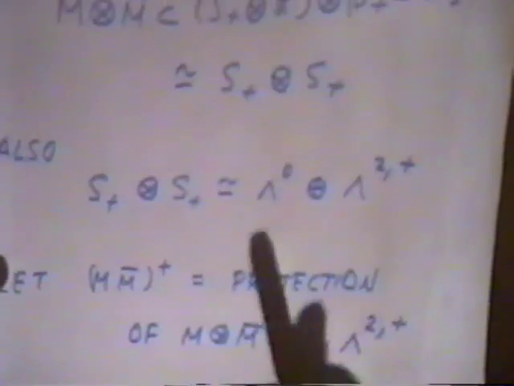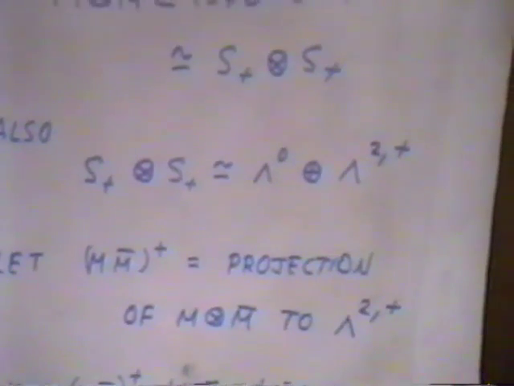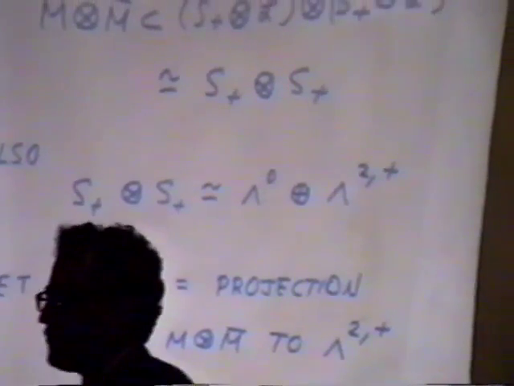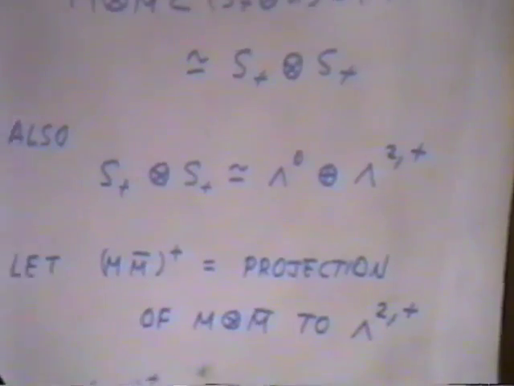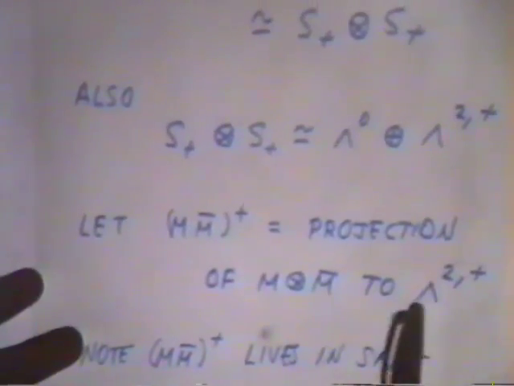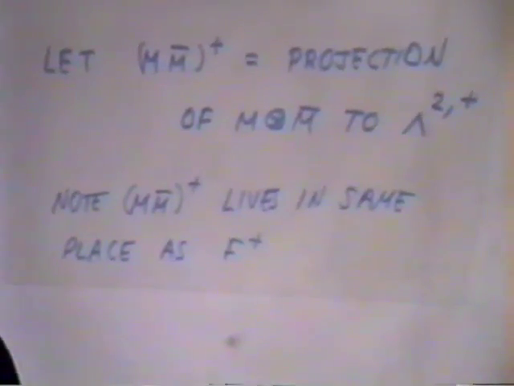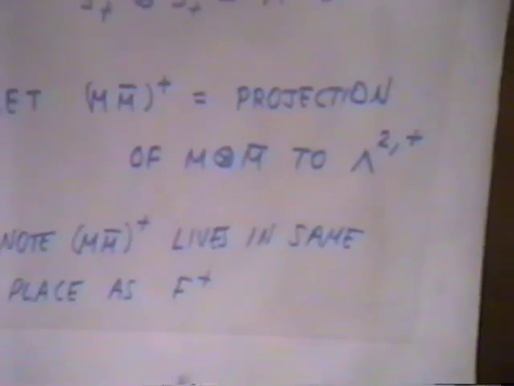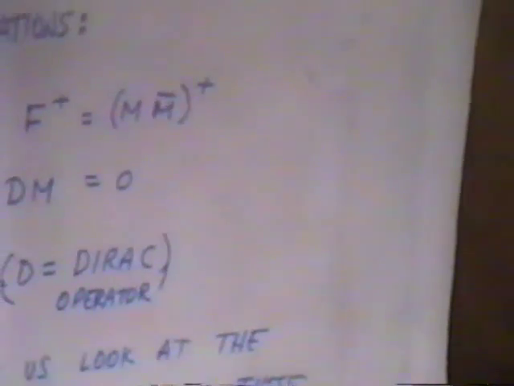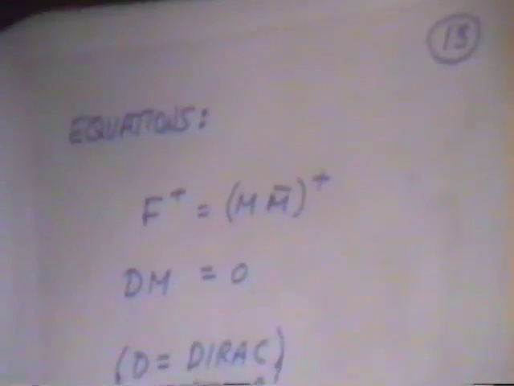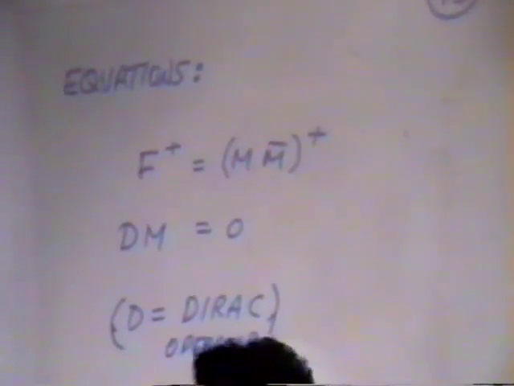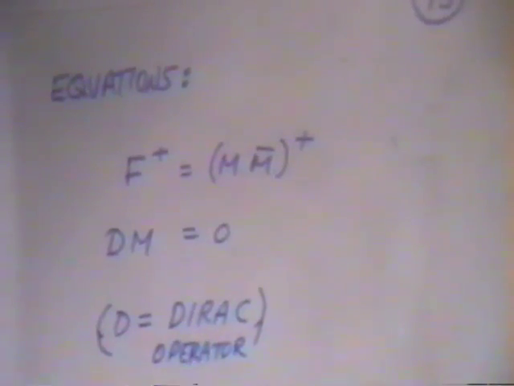Well, in 4 dimensions, S plus tensor itself is the space of 0 forms plus 2 plus forms. So in particular, M tensor M bar has a projection to lambda 2 plus, which I'll simply call MM bar plus. Notice that MM bar plus lives in the same place as F plus. And now we can write our equations. The equations say that F plus is MM bar plus, and that M obeys the Dirac equation.